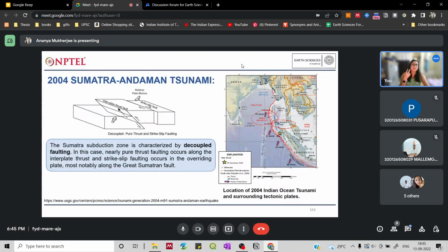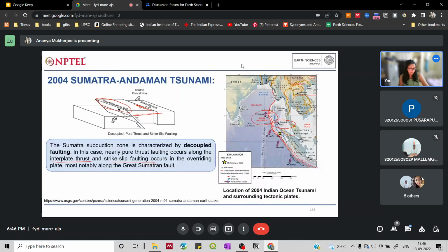Now the importance of the Sumatra Andaman earthquake was that there were two different kinds of plate movements, and that is called a decoupled fault. So you have a strike slip between two different plates, and there was an interplate thrust fault, and both of them together caused such a devastating earthquake. As you can see, there is an interplate thrust and there was strike slip faulting occurring on the overriding plate. The overriding plate is this side.